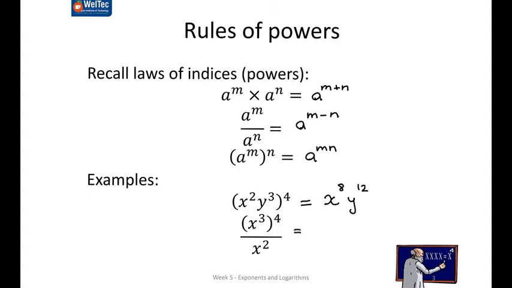The top line on this, x to the power of 3 to the power of 4, becomes x to the power of 12 over x to the power of 2. This is now a division sum, so we subtract the powers, so it would be x to the power of 10.